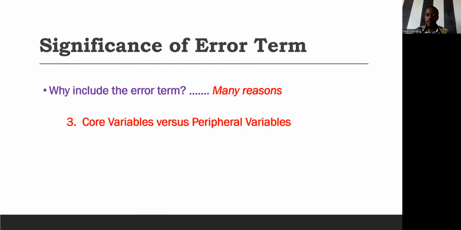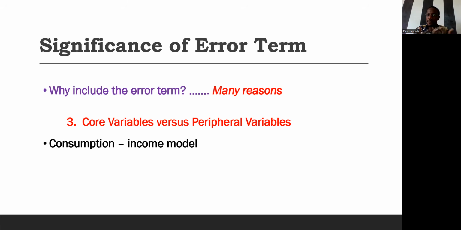Another one too is core variables versus peripheral variables. Now the core variables, whenever you are estimating a model, we tend to, for instance, include the very significant variables which we know affect the dependent variable, like in the consumption theory. So we notice that income is the very key determinant of consumption. So we consider income as a core variable. But then there are other variables that can also affect consumption, like the size of the family can also affect consumption in the family, right? So size of the family can be thought of as peripheral.